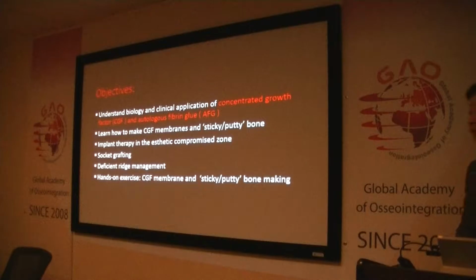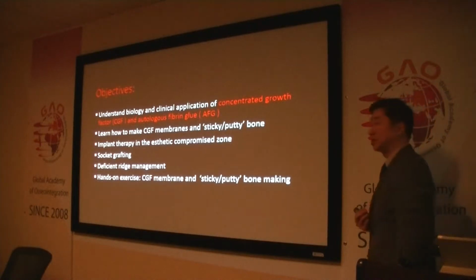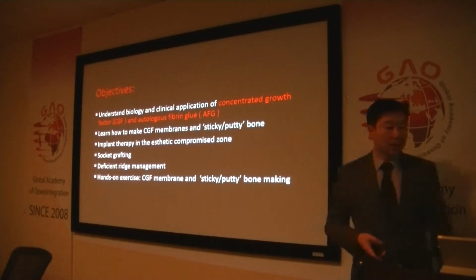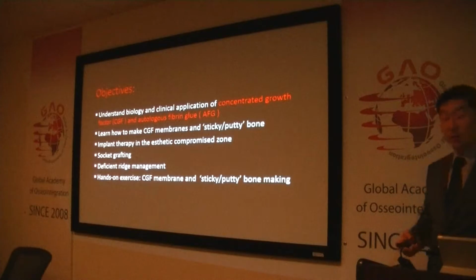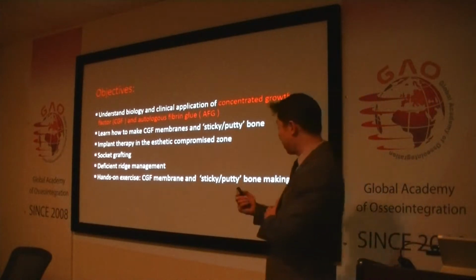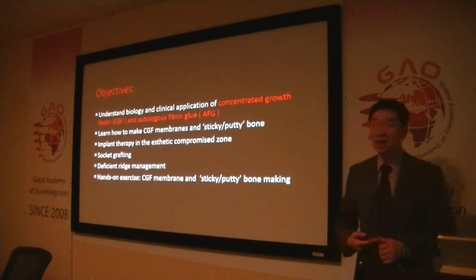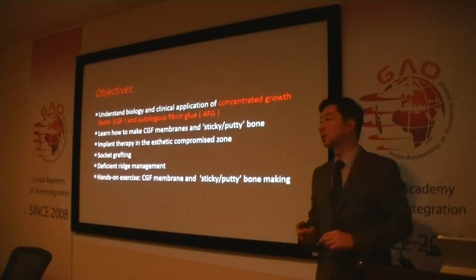So the objective is we'll talk about the biology and the clinical application of concentrated growth factors, or CGF. I'll talk a lot about CGF, and we'll also learn how to make something called autologous fibrin glue, AFG. Obviously we'll also talk about how to make CGF membrane, and something called sticky or putty bone.